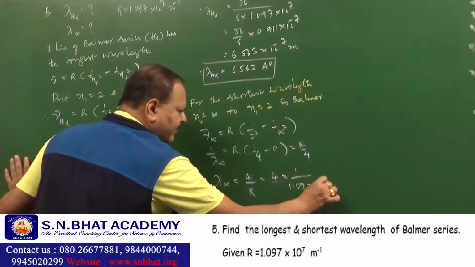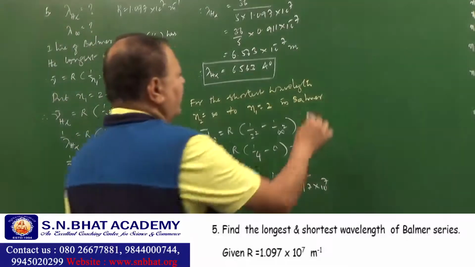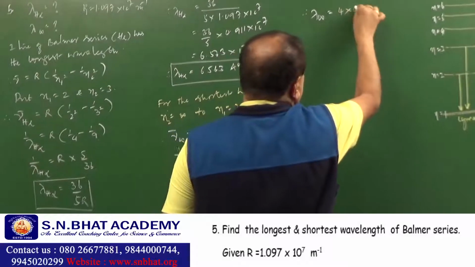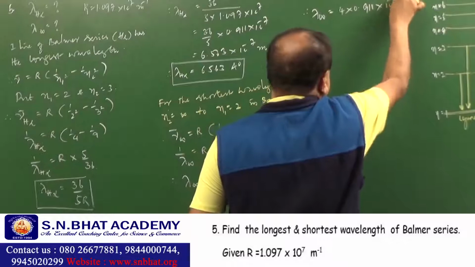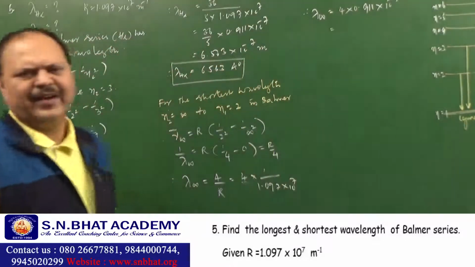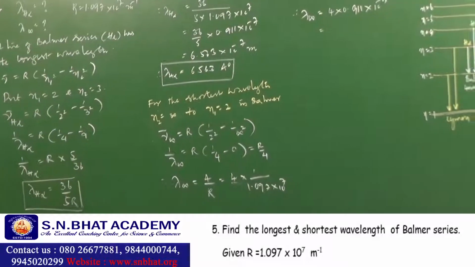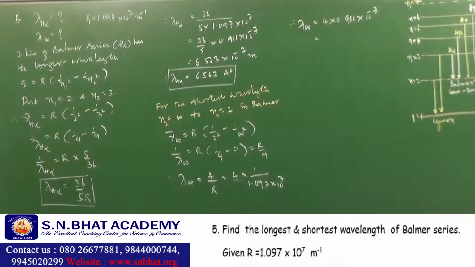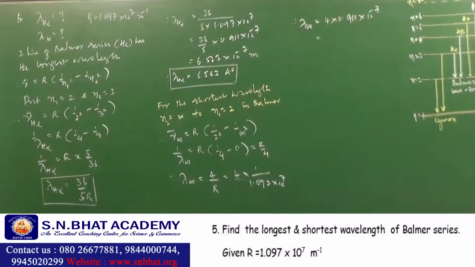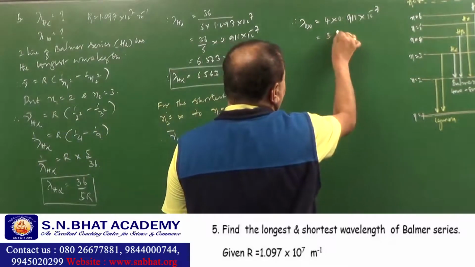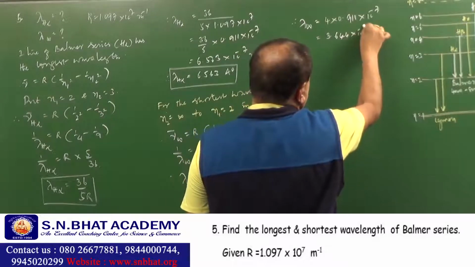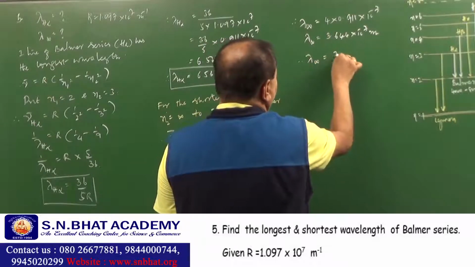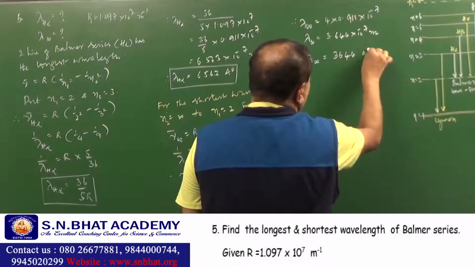1.097 into 10 to the power of 7. And therefore, your lambda infinity is equal to 4 into 0.911 into 10 to the power of minus 7. Okay? That you work it out. So therefore, 4 into 0.911, that comes out to be 3.644 into 10 to the power of minus 7 meter. Or your lambda infinity is equal to 3644 angstroms.